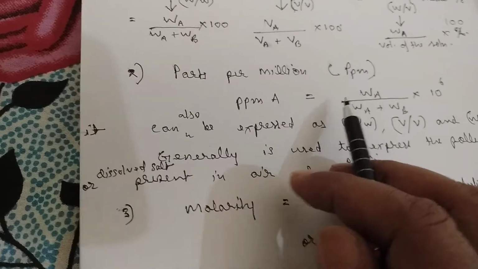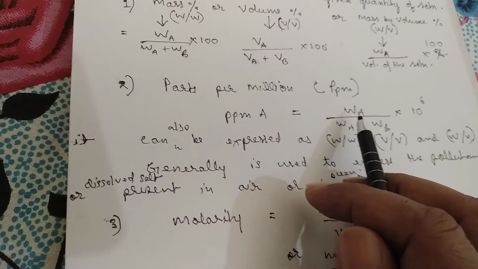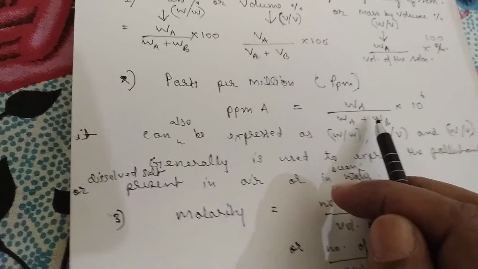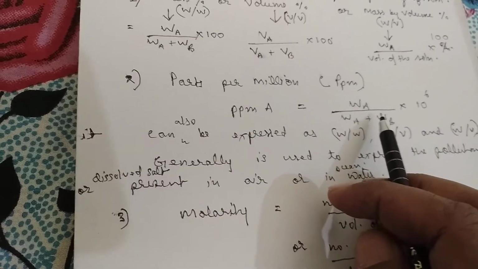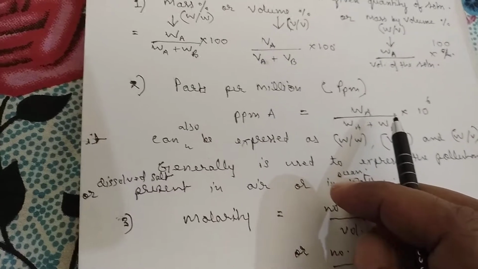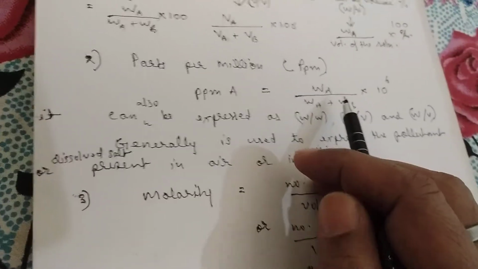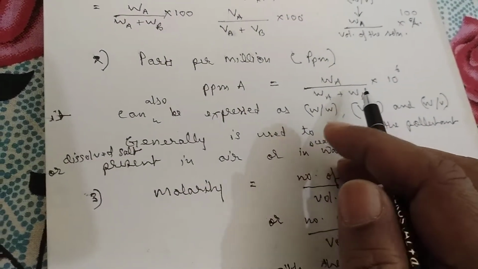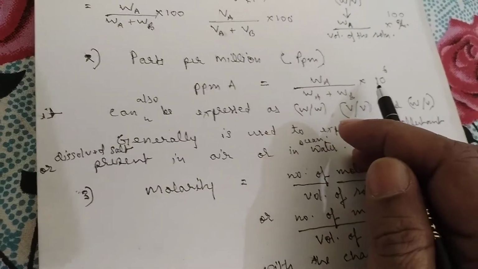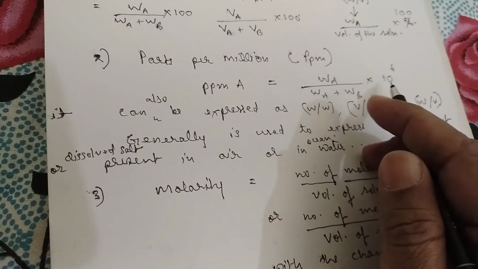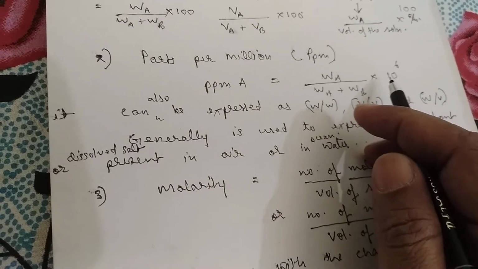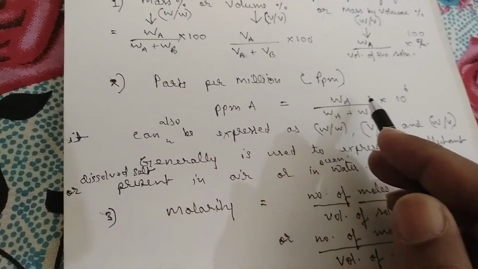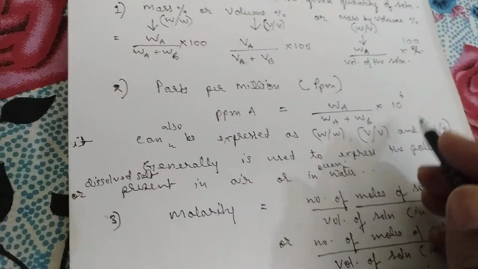So it can be expressed as mass of the solute divided by total mass of the solution, because the ocean is also a solution in which the solute is present in traces, that is, in negligible quantity. Therefore, the percentage method is not suitable here. Here, instead of multiplying by 100, we will multiply by million, that is 10 to the power 6. So the only difference between the percentage and ppm methods is that instead of 100, million is put.